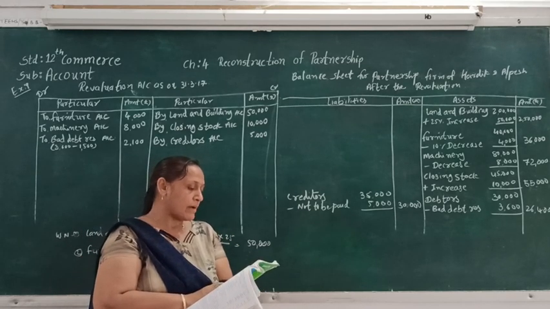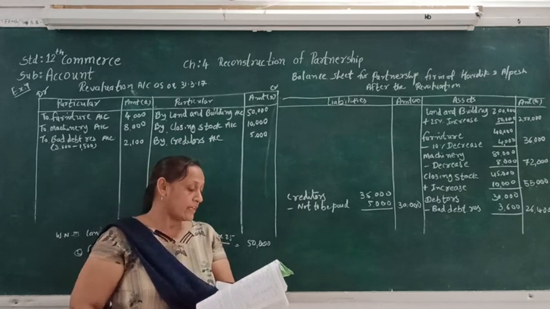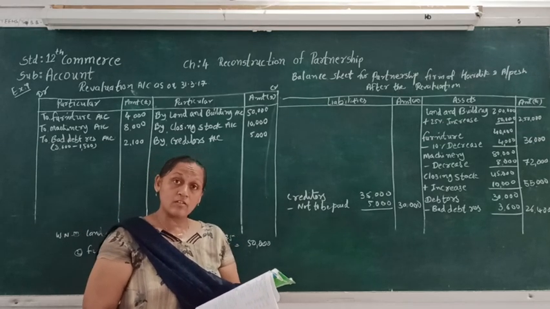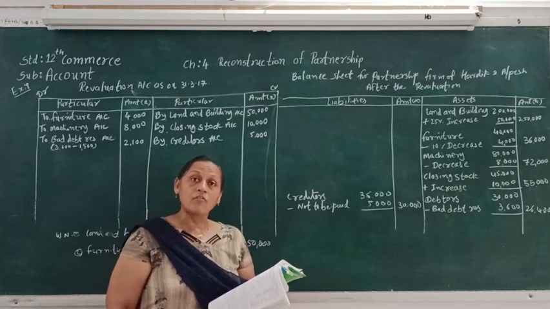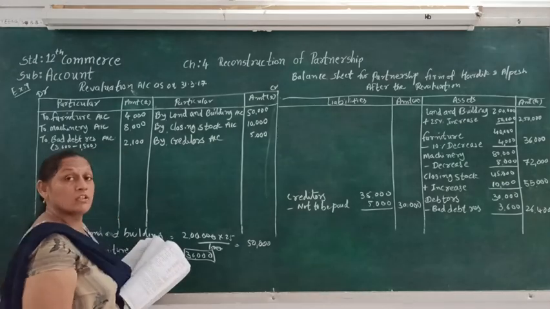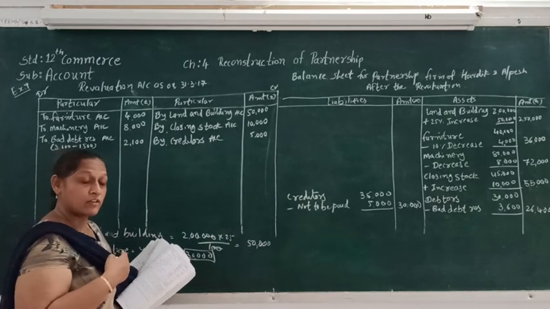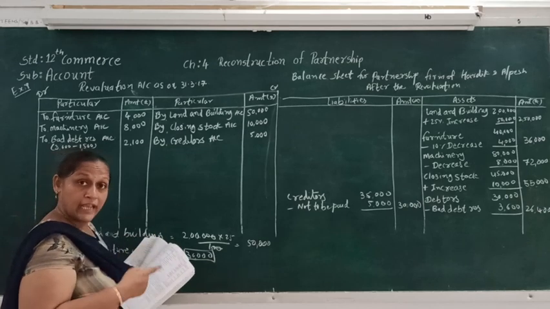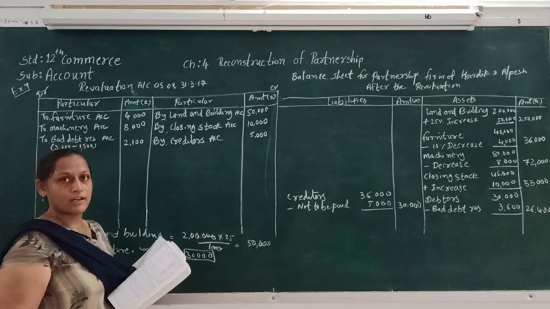Unrecorded interest on bank overdraft is 4,500. So here there is an interest on bank overdraft that is not recorded in the books of account. So that we are going to record. For recording it, we have to write on the debit side of the revaluation account and we have to add that bank overdraft interest into the bank overdraft account.